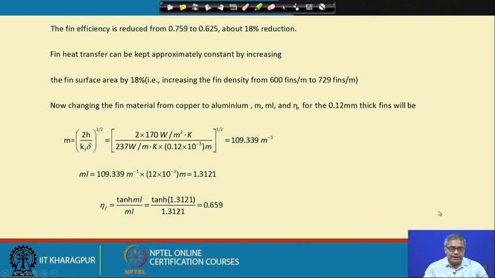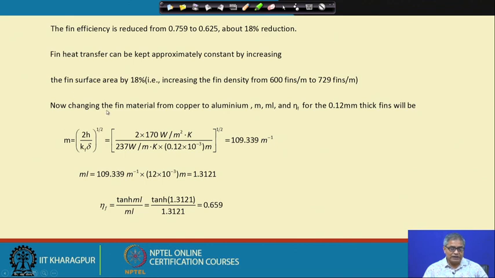Then there is an 80% reduction. So, what we can do is increase the fin density, the number of fins per unit length, and then we can again recover the same amount of heat transfer. Now, this has been discussed.